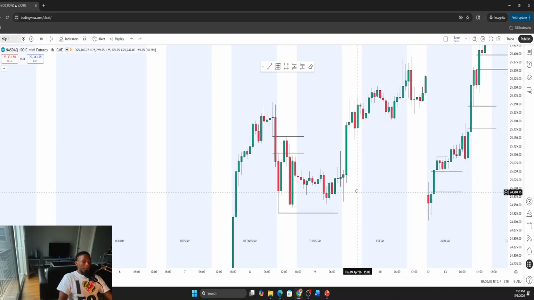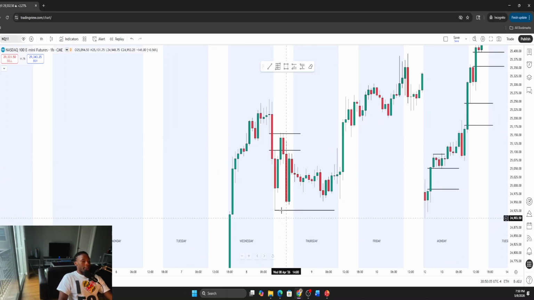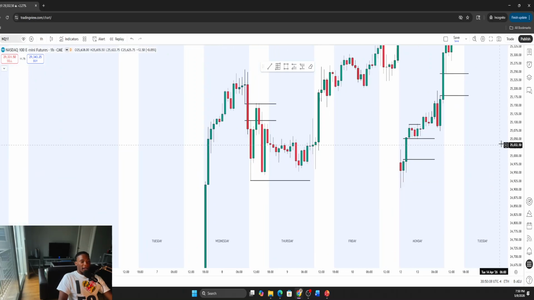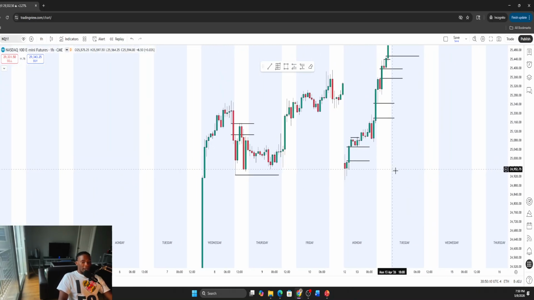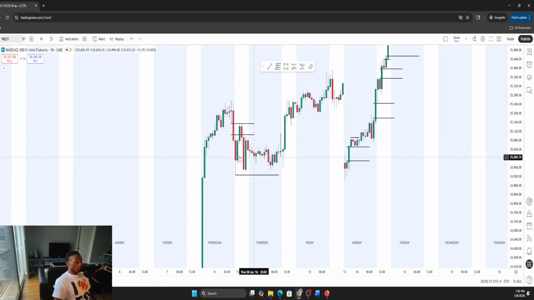We are seeking it out. We do get a mini delivery. We just do not sweep that liquidity point, and that's fair. Okay, so that is how you draw out imbalances. We're expecting the retracement to them and for price to deliver to an area of liquidity.